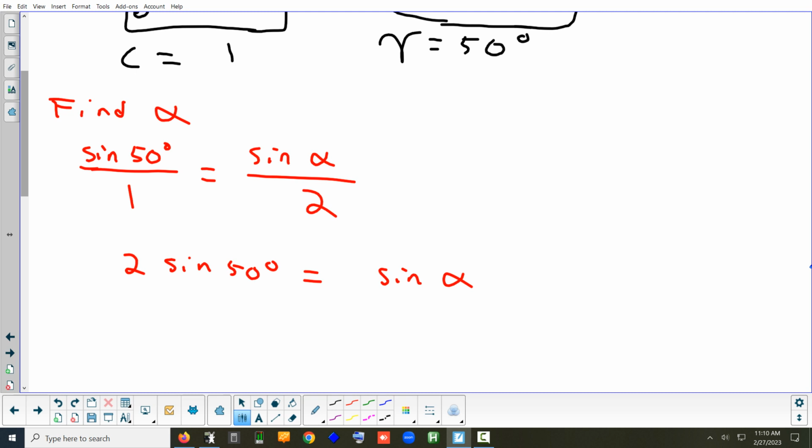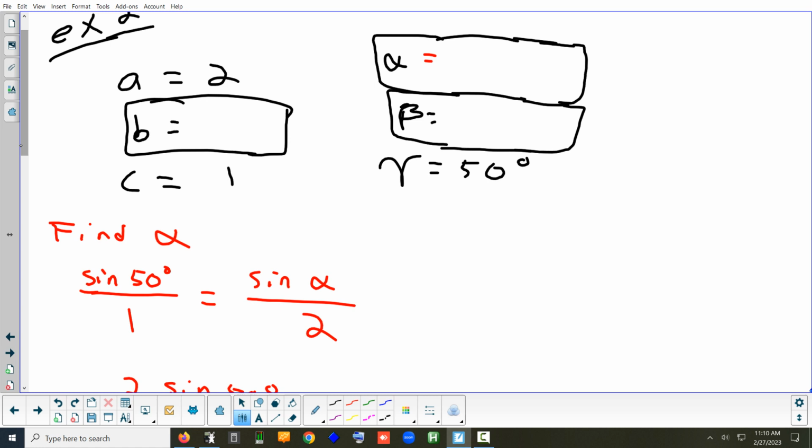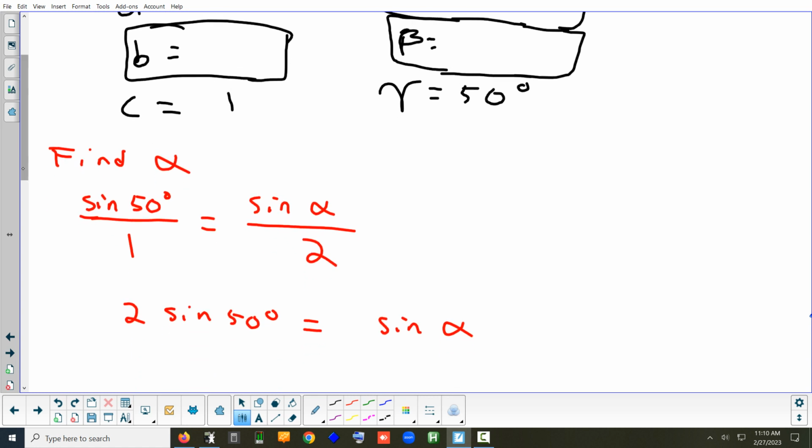Sorry, just what were the values of them? Oh, okay. And what would I do next to get alpha by itself on the right? Yep, take the inverse sine.